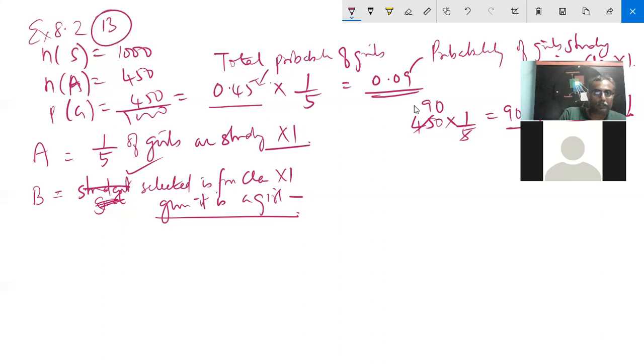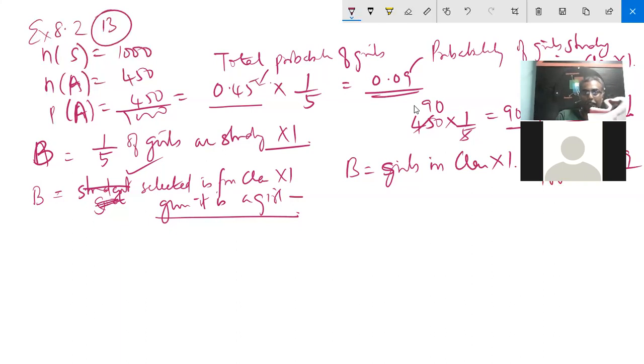Let us take A as 450 girls. Probability of A is 0.45. Let us take B as girls in class 11, so A intersection B is girls studying in 11th standard. That is equal to 90 students. 90 divided by 1000 equals 0.09. Girls studying in class 11.